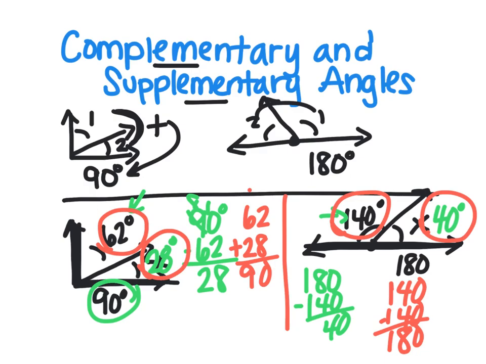So again, just to recap, to find supplementary or complementary angles, you need to figure out what the two angles are trying to create. Are they creating a complementary or a supplementary angle? Once you find out what they're trying to create, take the total and subtract the angle that you have, and it will give you the angle that you need.